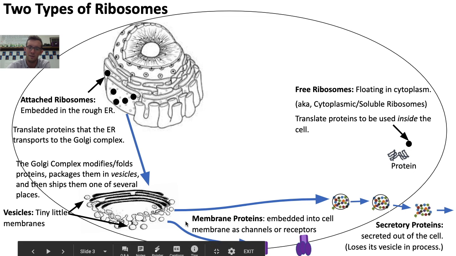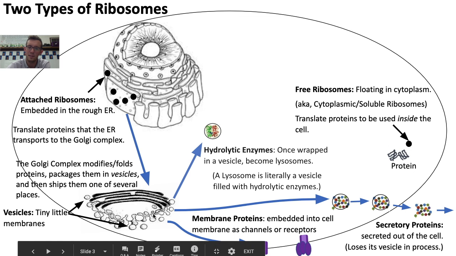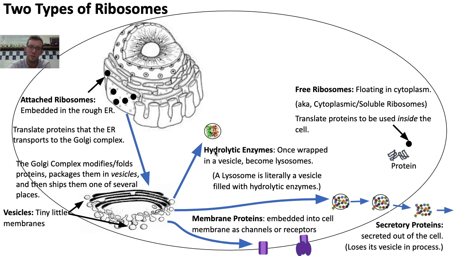And last, if the protein being processed happens to be a hydrolytic enzyme, or an enzyme capable of doing hydrolysis, of breaking things down, once those enzymes become wrapped up inside of a vesicle, they actually become a lysosome, because a lysosome is literally just a vesicle, a tiny little membrane, filled with these enzymes capable of doing hydrolysis, capable of breaking down and recycling other molecules within the cell.